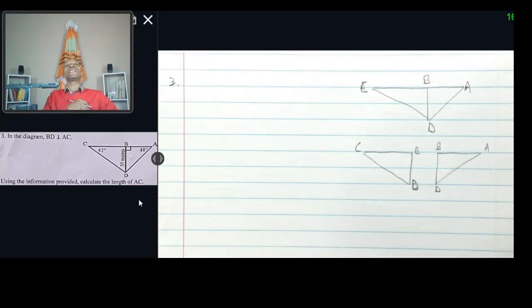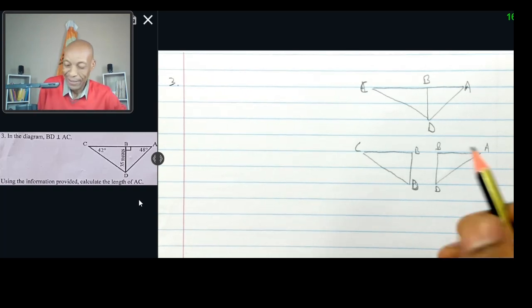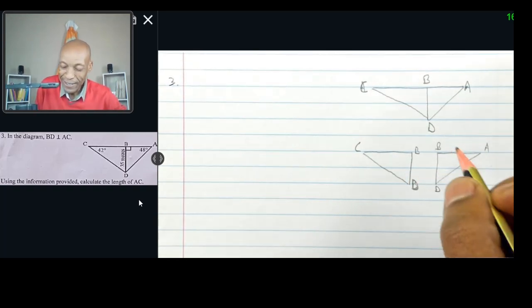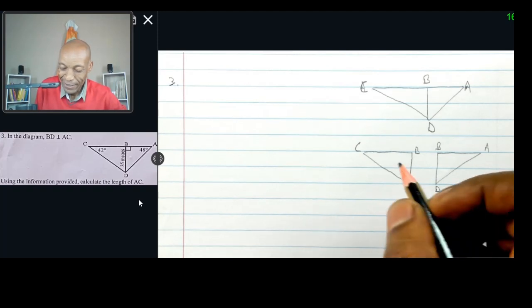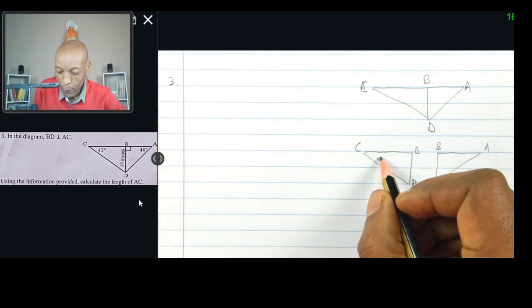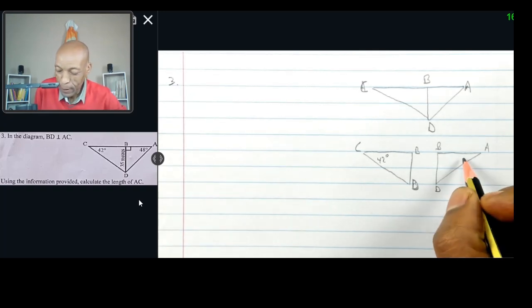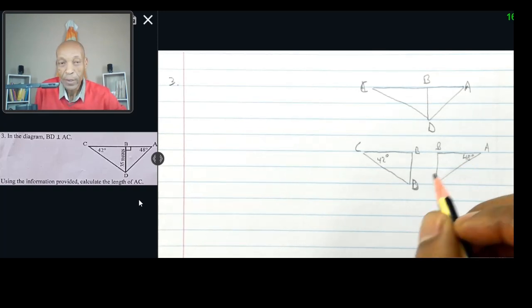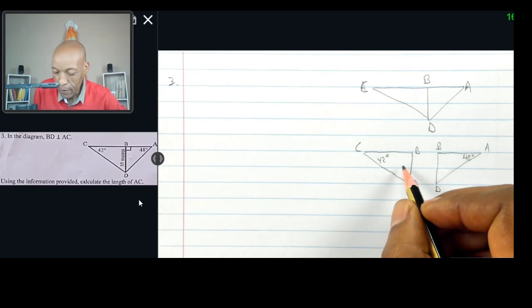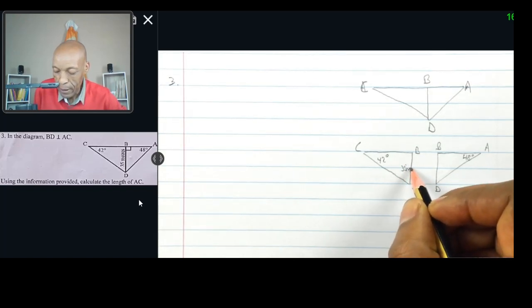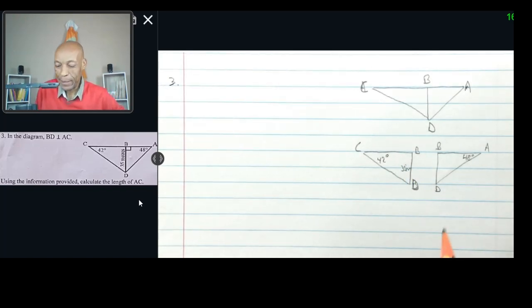So, how many triangles is that? Triple triangle in one. Then this side, what we have? We have 42. Then what about this side? We have 48. Then what do we have there? We have 35 meters. What will we have this side? You don't know.